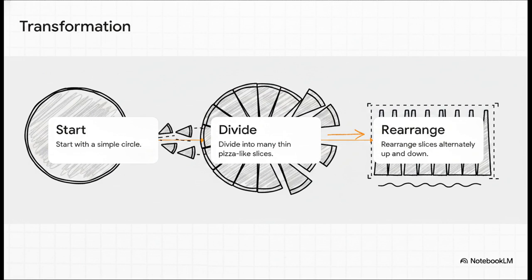Now, imagine pulling all those slices apart. Instead of leaving them in a round pie shape, we rearrange them. We take one pointing up, drop the next one pointing down, the next one up, and so on, interlocking them tightly in a straight row. It's a wonderfully simple, mechanical action, but it completely changes how we view the boundaries of the shape.